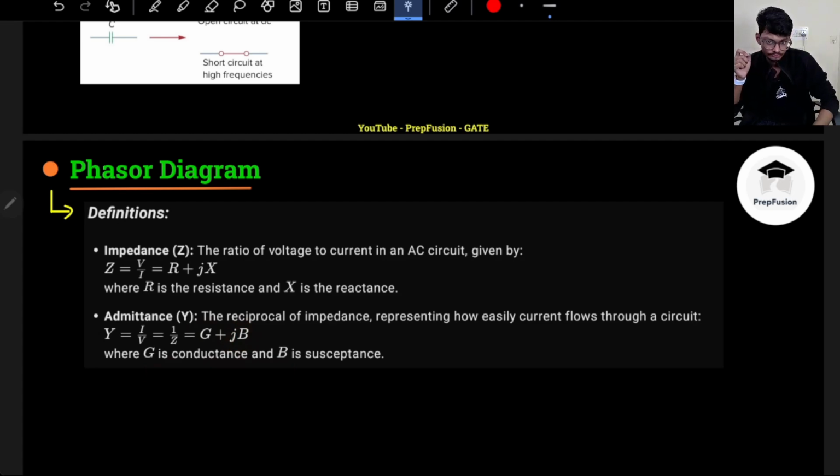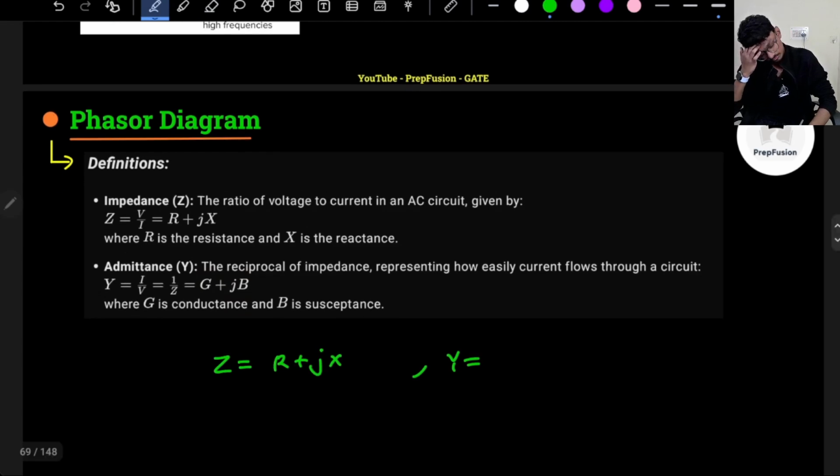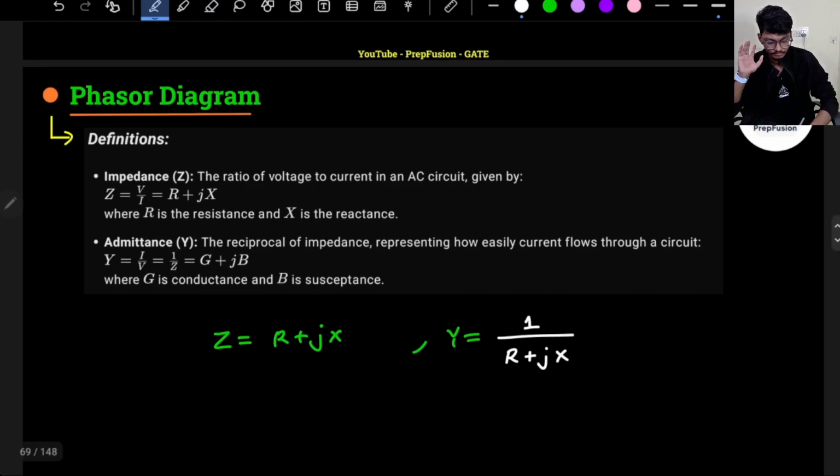So the homework for you is, let's say I have an impedance Z equals R plus jX. So the admittance will be what? jX is just a reactive component, it will be the sum of capacitive reactance and inductive reactance. So your admittance will be equal to 1 upon R plus jX. This will be your admittance basically, correct?